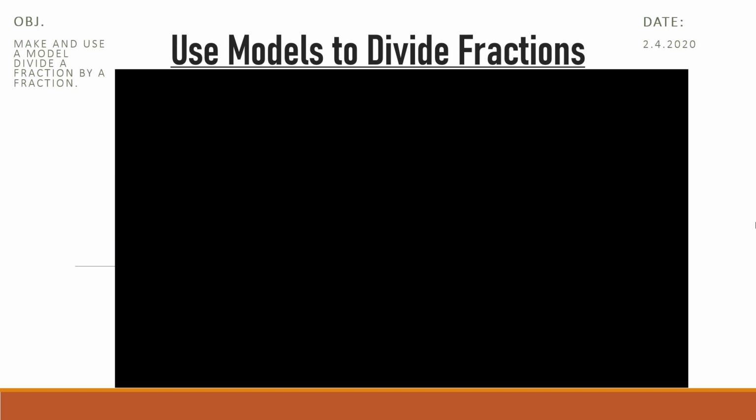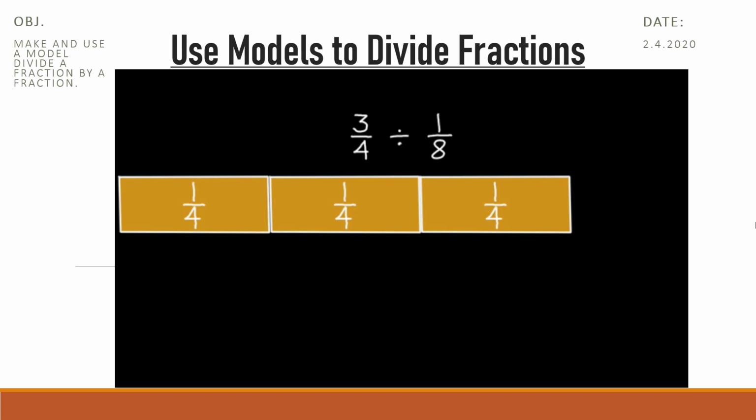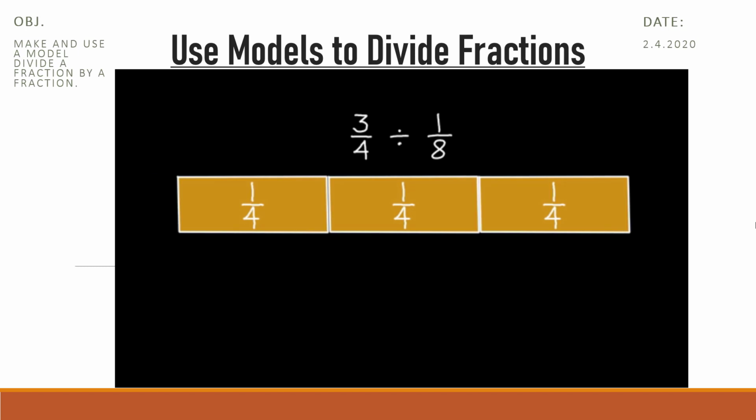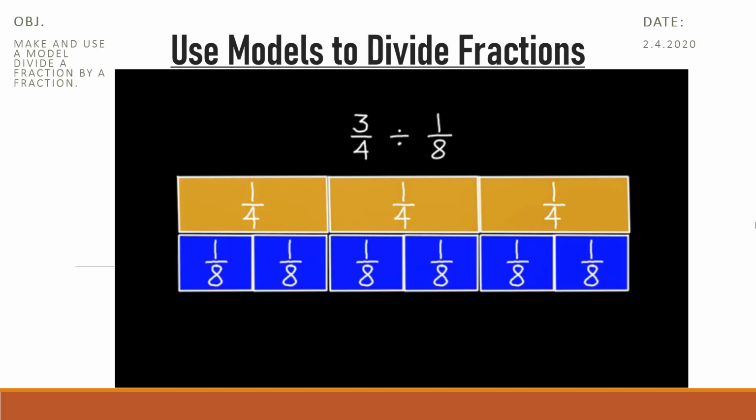We can also model 3/4 divided by 1/8 using fraction strips. Now, start by placing 3 1/4 strips end to end to model the dividend. Below the strips for fourths, line up the strips for eighths to model the divisor. After counting, we discover that it takes 6 1/8 strips to equal the length of 3 1/4 strips. So 3/4 divided by 1/8 equals 6.